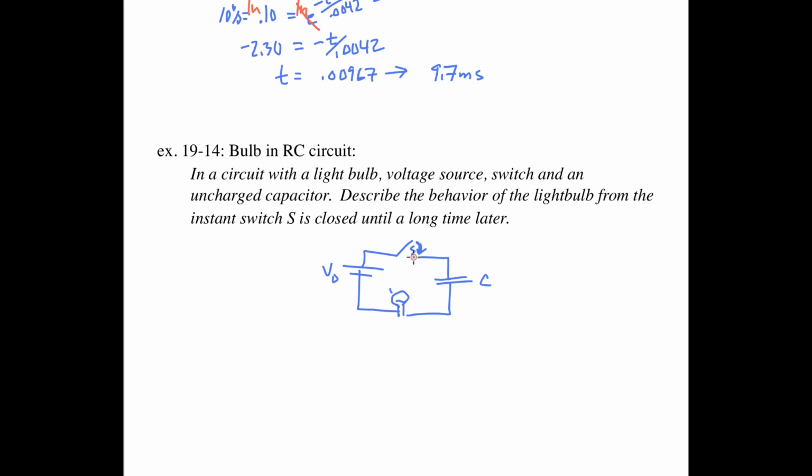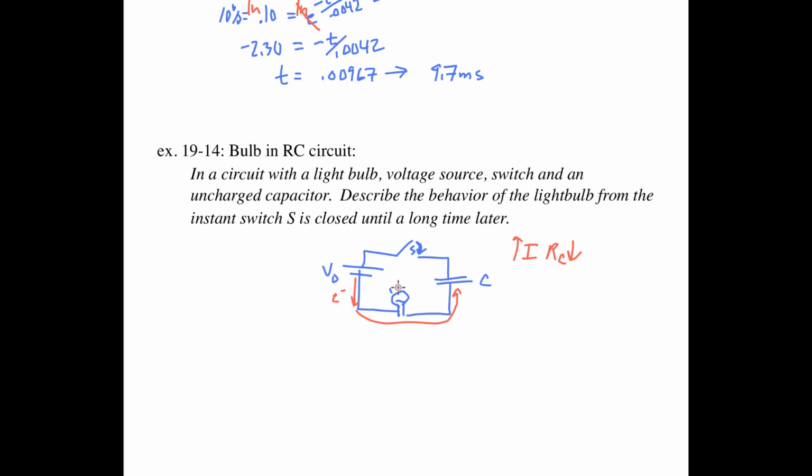So right when we close the switch, we have a powerful battery, and it's definitely going to want to send electrons zooming to this capacitor. Remember, right when we close the switch, we have high current, because those electrons can flow easily. At the beginning, the resistance of the capacitor is really low, and so I is high, and we have a high current.